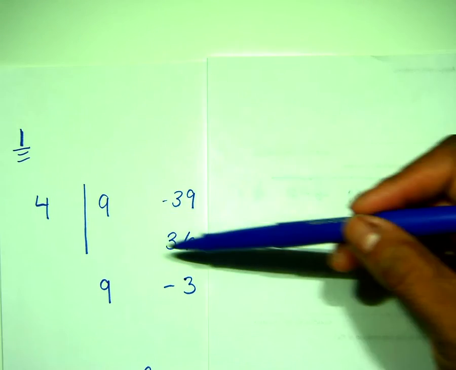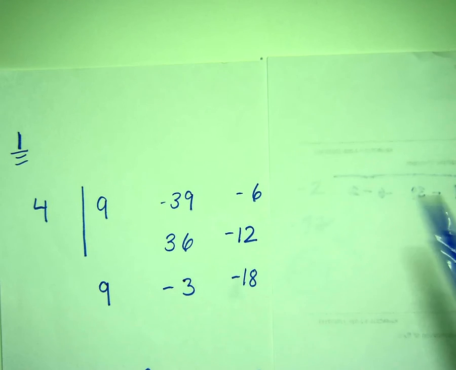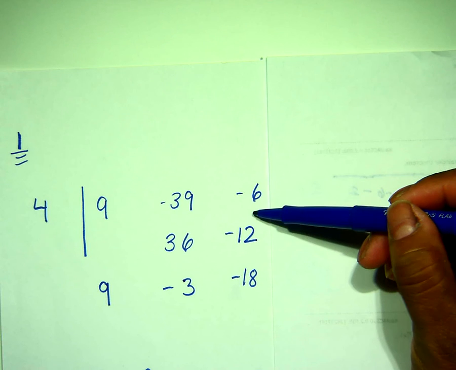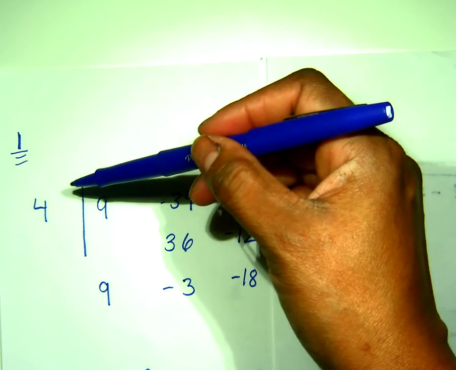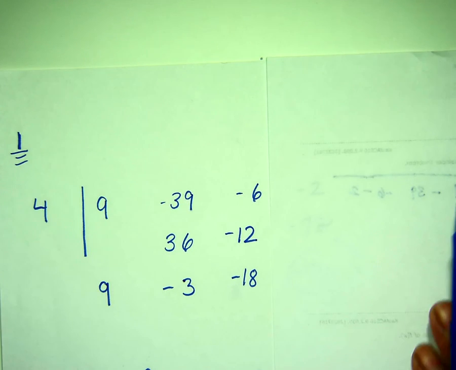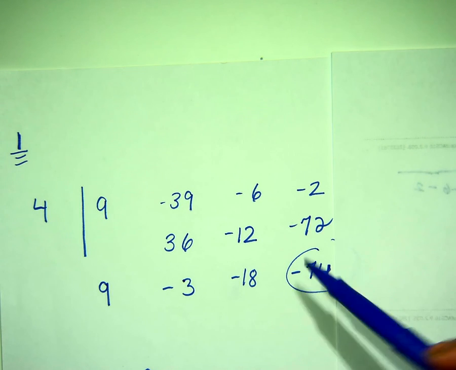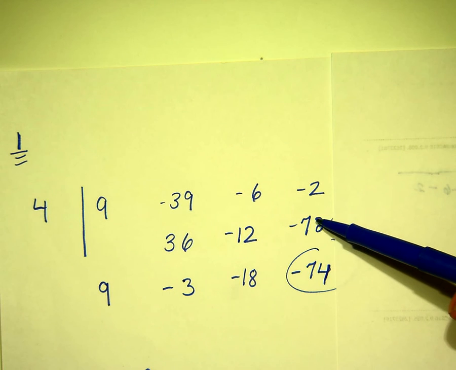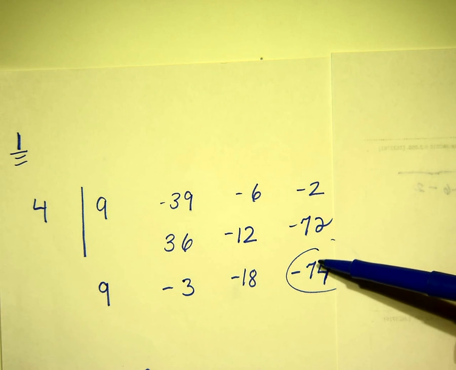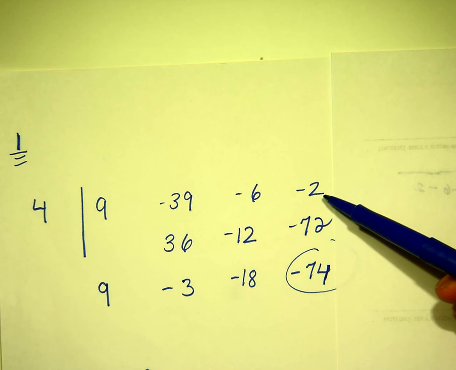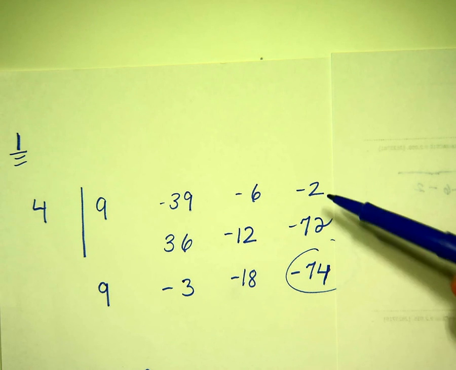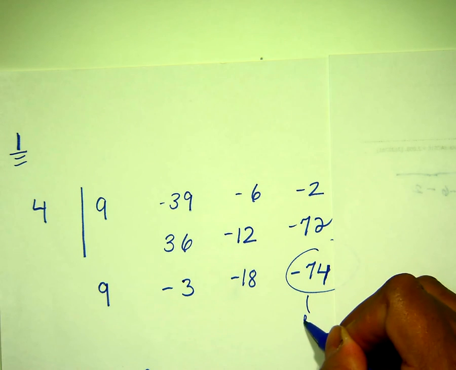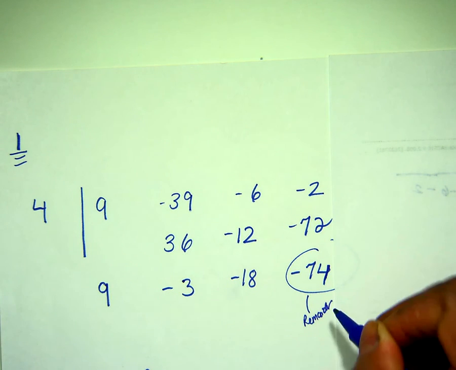Now we multiply 4 times negative 3, which gives you negative 12. Combine that with the negative 6, which was your coefficient, and negative 6 plus negative 12 gives you negative 18. Now multiply 4 times negative 18. That gives you negative 72. Now we have negative 2 combined with negative 72, which gives negative 74. I'm circling that 74 because 2 was the last term in that initial equation. Right here, this is your remainder. So voila, you have your answer.